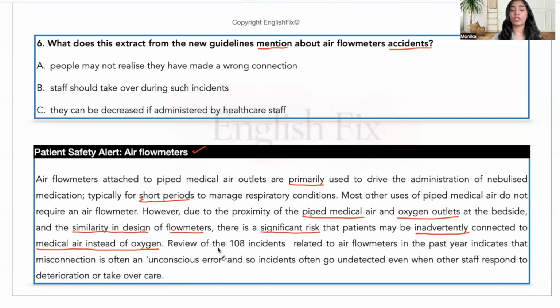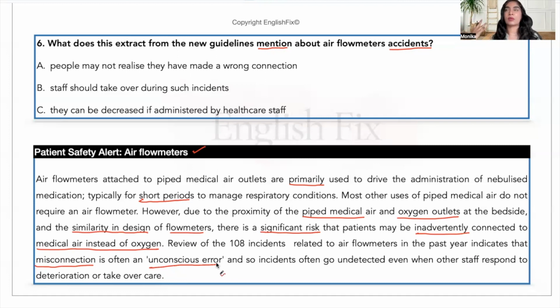Now, review of the 108 incidents, which are related to airflow meters in the past year indicates that misconnection, rather than giving this, we have given this. How? By connecting the pipe to the wrong cylinder, is often an unconscious error. What do we mean by unconscious?